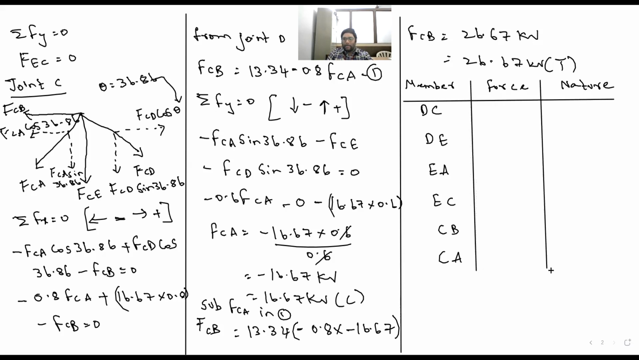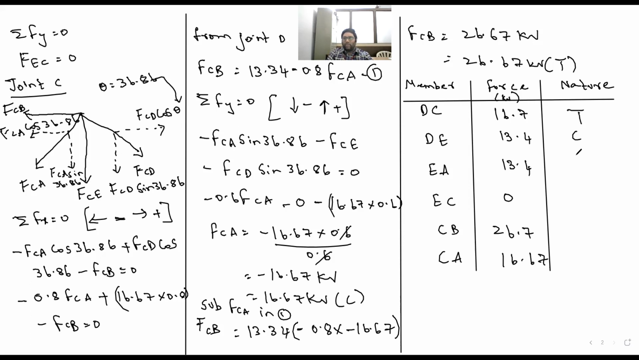Okay, this is the force in kilonewton. You can write it in brackets. So DC, DE: 16.7, 13.4; 16.7, 13.4, 13.4, 0. CB is 26.7 and CA is 16.67. And we need to write whether it is compression or tension.